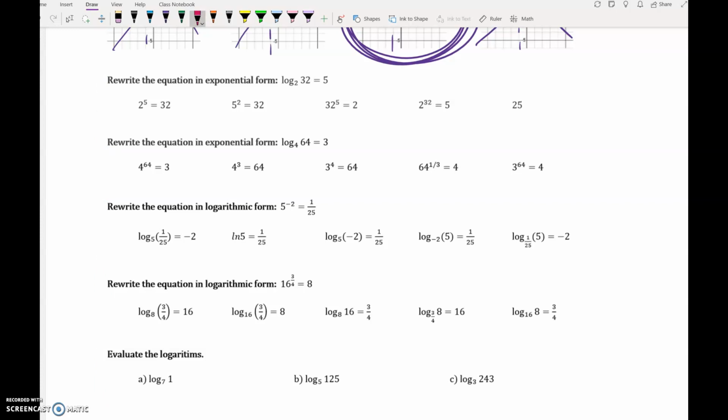All right, rewrite the equation in exponential form. That means we do the log ride. Are you ready for this? 2 to the 5th has to equal 32. So 2 to the 5th equals 32 is that one.